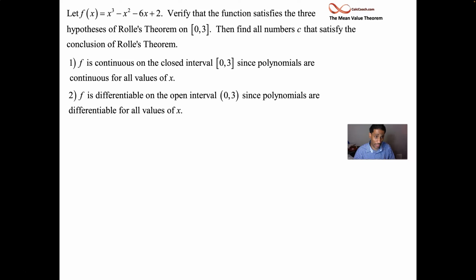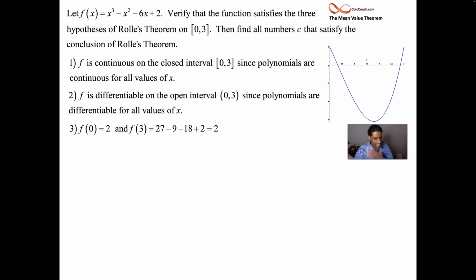Now, when you plug a 0 into this function, for sure you get a 2. When you plug a 3 in, it works out that you also get a 2. So we have all three conditions of Rolle's theorem satisfied. So we're guaranteed, this is the actual graph of the function here, that there's some place where the derivative is equal to 0.